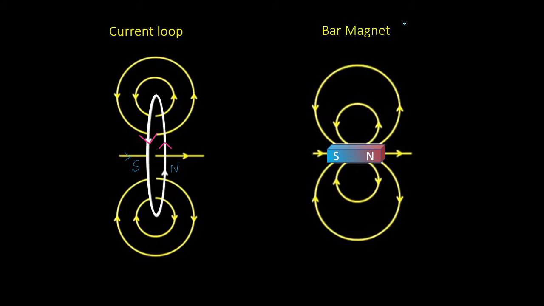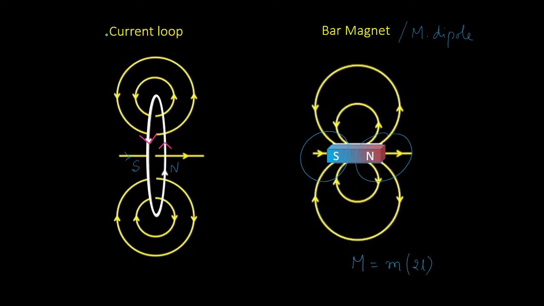A bar magnet is behaving like a magnetic dipole, as we just saw, and it has two poles. One is the north pole, another one is the south pole, and they are separated by a small distance. So it is acting like a magnetic dipole, and the magnetic dipole moment is given by what? M, which is equal to the strength of the magnetic pole, which is taken as m, and the distance between the two poles is taken as 2L. What about the dipole moment of a current loop?